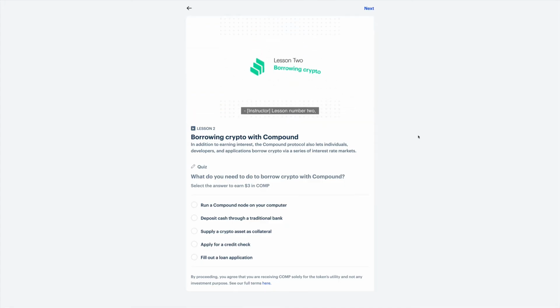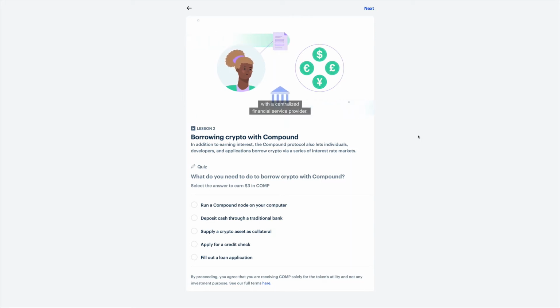Lesson number 2, borrowing crypto with Compound. Typically, in order to take out a loan, Maya would have to fill out an application with a centralized financial service provider. It's a long process with a host of requirements and opportunities for bias.